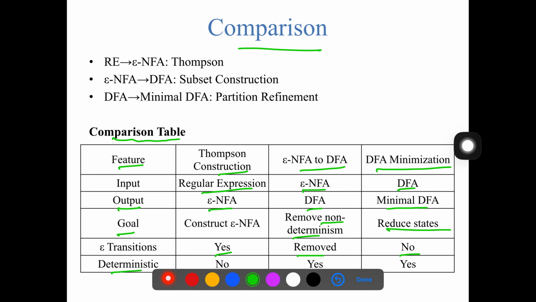Deterministic: no for Thompson's construction, yes for epsilon NFA to DFA, yes for DFA minimization. I hope you guys understood. Let's move on to the next slide.